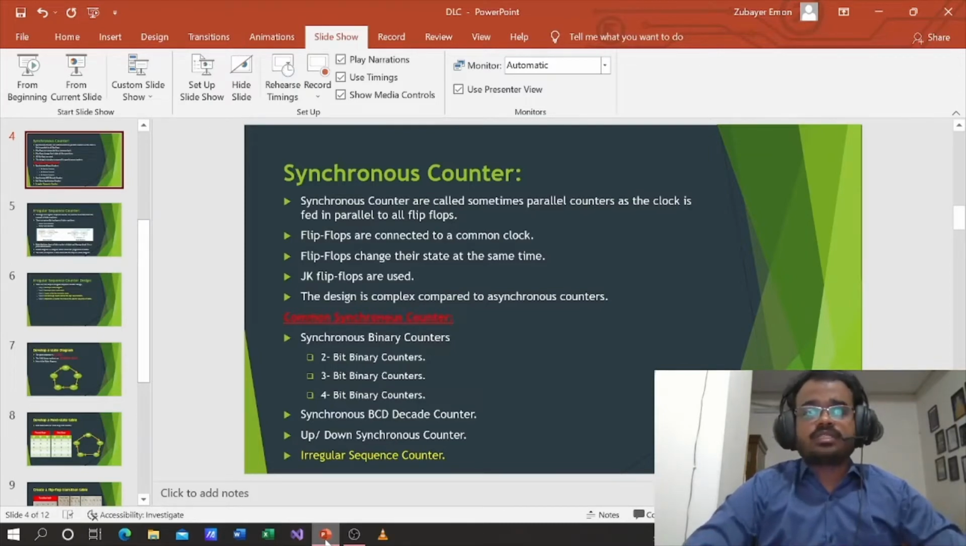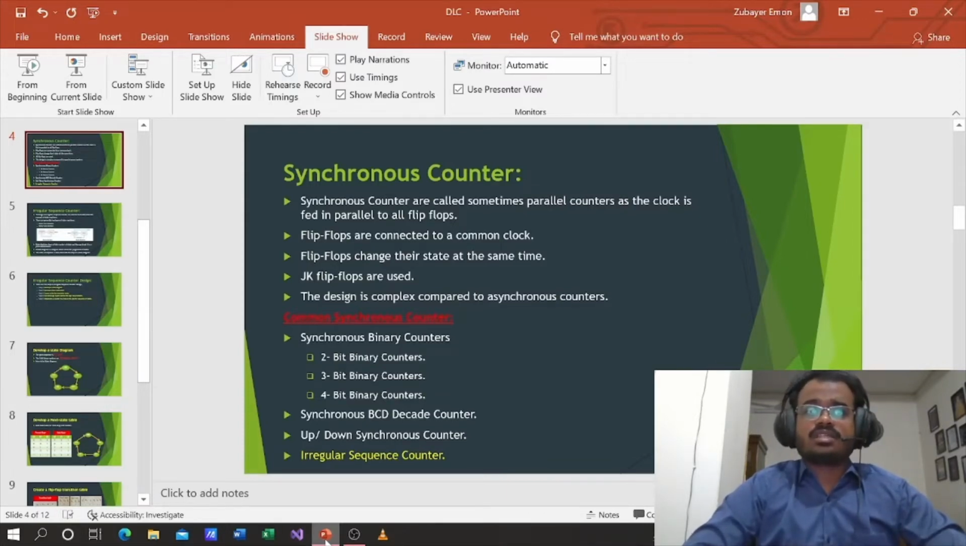A synchronous counter, in contrast to an asynchronous counter, is one whose output bits change at the same time. The only way we can build such a counter circuit is from JK flip-flops, connecting all the clock inputs together so that the flip-flops receive the exact same clock pulse at the same time. Synchronous counters are sometimes called parallel counters, as the clock is fed in parallel to all flip-flops. JK flip-flops are obviously used, and the design is complex compared to the asynchronous counter. The synchronous counters are easier to design than asynchronous counters.